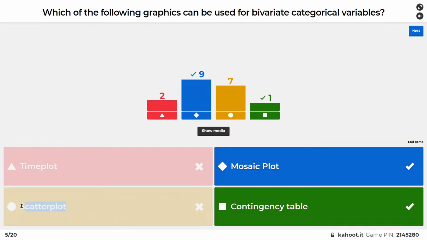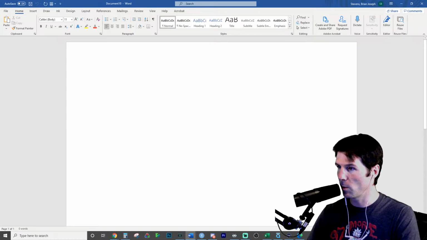A scatter plot. What is a scatter plot for? So who knows what a scatter plot is for? So if we have a scatter plot, what are we drawing?